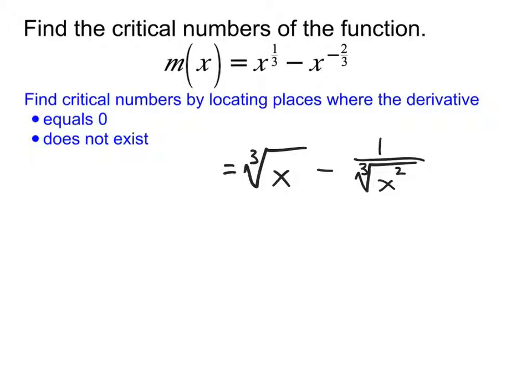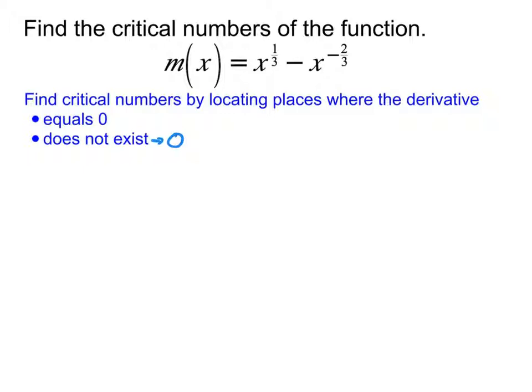What could we plug in for x in this part of it that would make it undefined? 0. Because if I plugged 0 in for x here, 0 squared, of course, is 0. Cube root of 0 is 0. But 1 divided by 0 we cannot do. So for that part, it does not exist at 0. So we've already found one of our critical numbers just by doing that: 0.